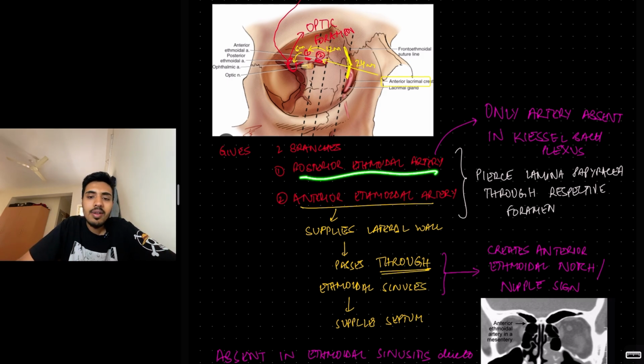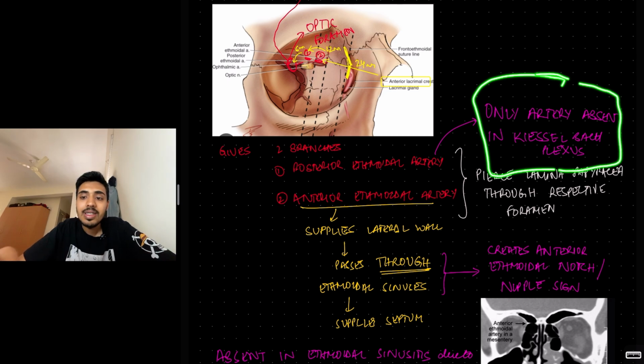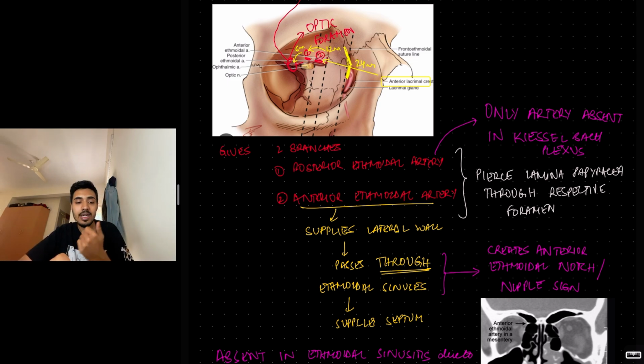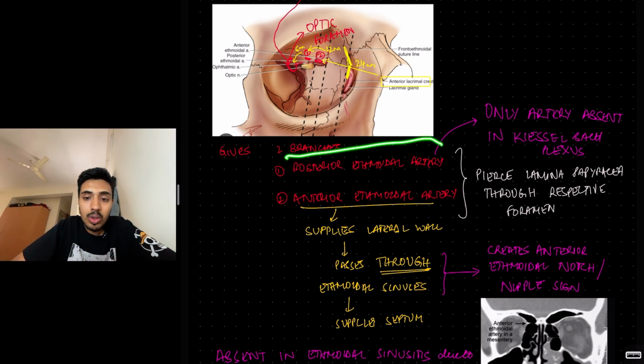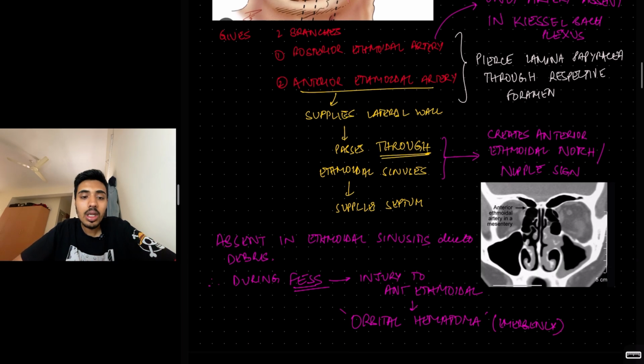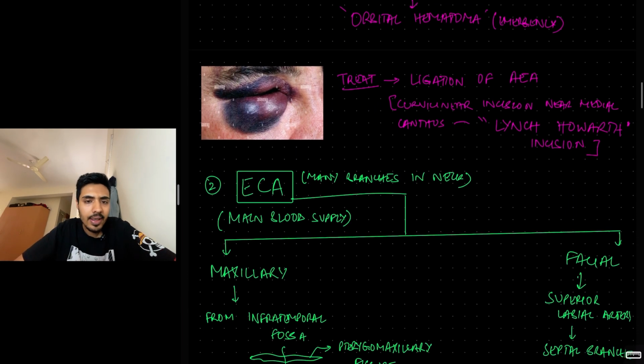Posterior ethmoidal artery, we know that it is the only artery that does not participate in the Kiesselbach's plexus or Little's area in the nasal septum. In the nasal septum, antero-inferiorly, you have Little's area or Kiesselbach's plexus, where you have the anterior ethmoidal artery participating, greater palatine artery, sphenopalatine artery, septal branch of the superior labial artery, but not the posterior ethmoidal artery. The posterior ethmoidal artery does not participate in it. So this is about the internal carotid artery.